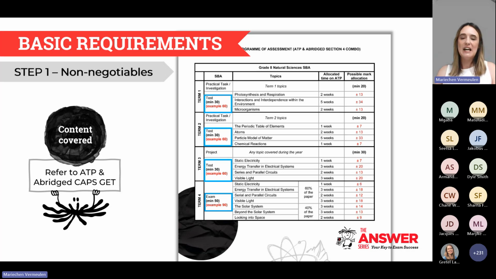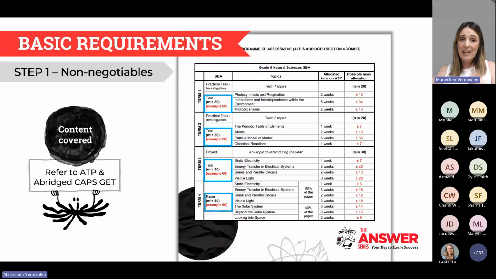I mean, if you just look at term 3, you can't possibly spend 9 weeks of academic time teaching static electricity, electrical transfer, or energy transfer and systems, series and parallel, and that whole chapter on visible light. I mean, I don't know how you get all of that into one term, but nevertheless, you can't spend all that time, all that effort, and push all that content into a mere 30-mark paper at the end. In my humble opinion, that is a waste of your time and a waste of your learners' time.